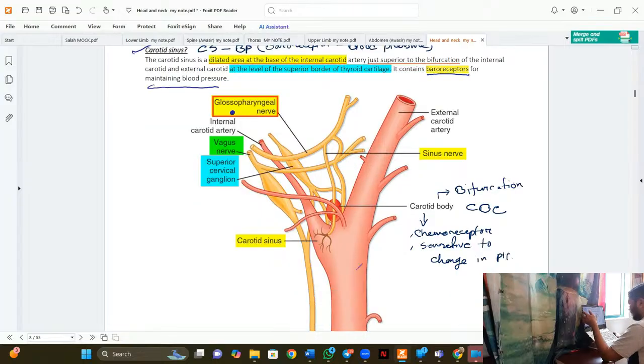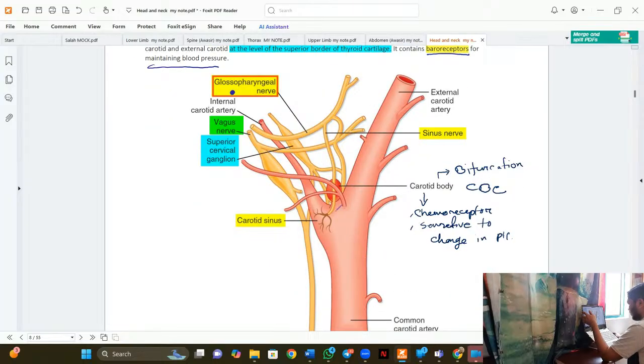This is the common carotid, and this is the bifurcation. Just posterior to the bifurcation will be the carotid body, and in the root of the internal carotid artery will be the carotid sinus. This is the body. The body contains chemoreceptors, and it is sensitive to change in pH, so ultimately it regulates respiration. And the carotid sinus contains baroreceptors, and it controls BP.